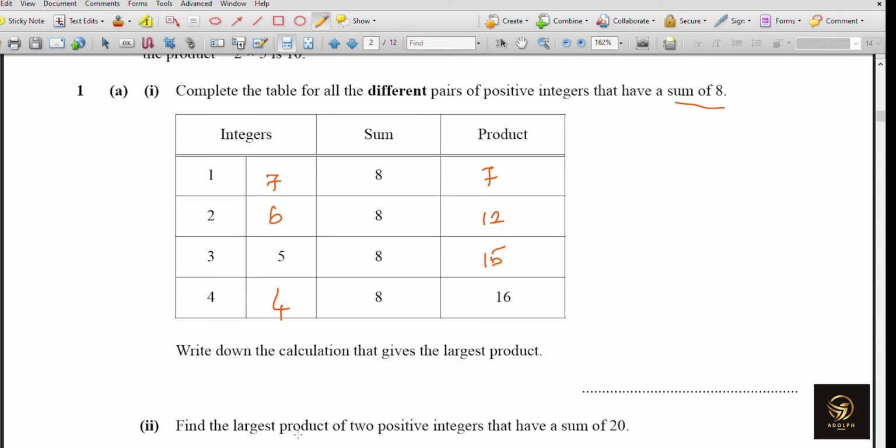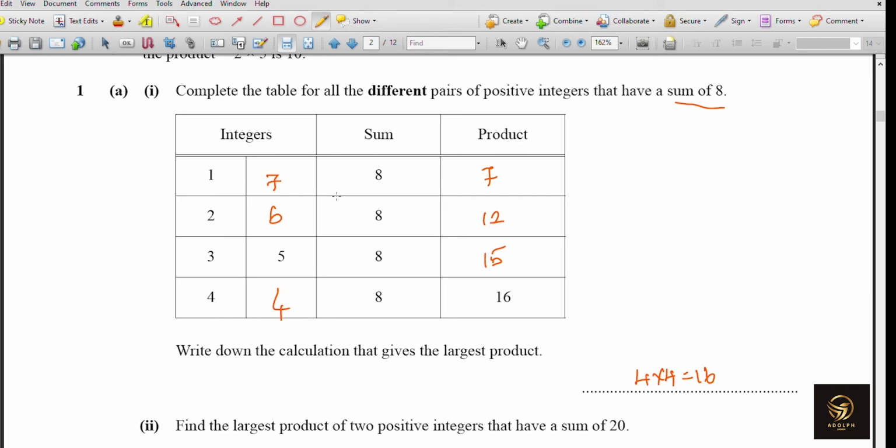The next thing they are asking is to write down the calculation that gives the largest product. So which calculation is giving the largest product? It is 4 into 4, that equals 16. Why are we getting it only with 4 into 4? Actually, as a teacher, I'm giving you this advice. If you are going to find the largest product and the sum has been given, just divide that number by 2. Since for this problem the given number is 8, if you divide by 2 it's 4, so both numbers are going to be 4 into 4, so the maximum product is going to be 16.